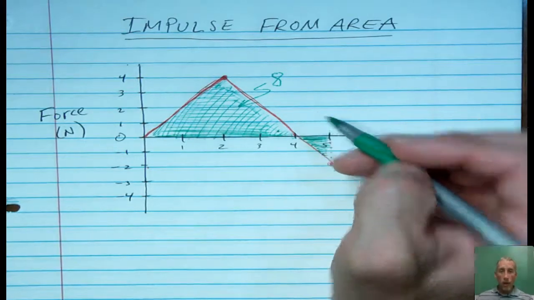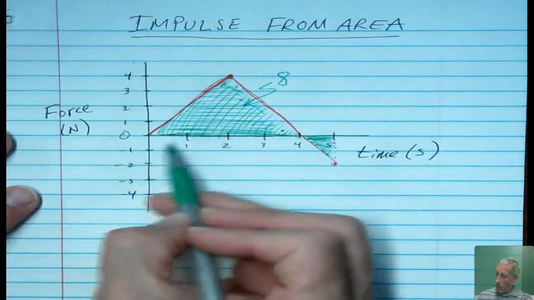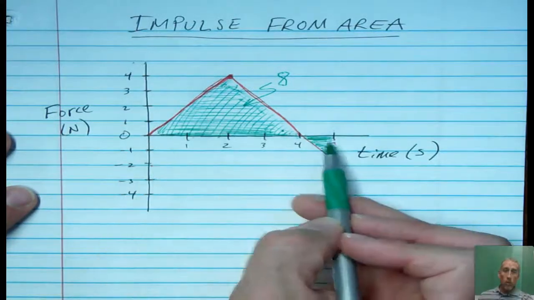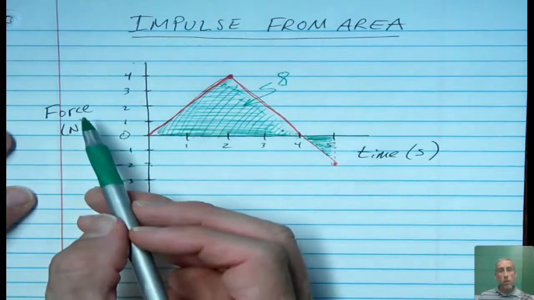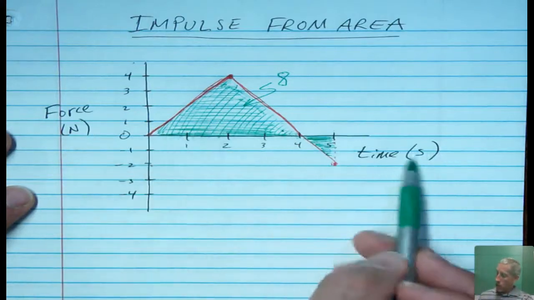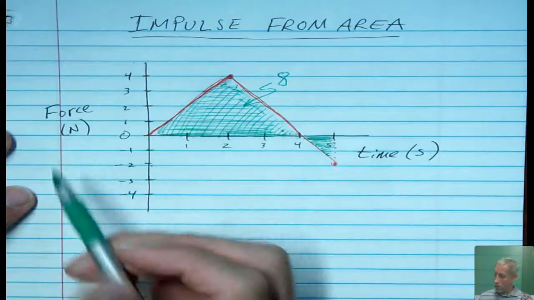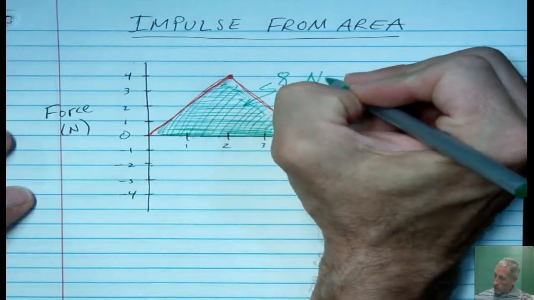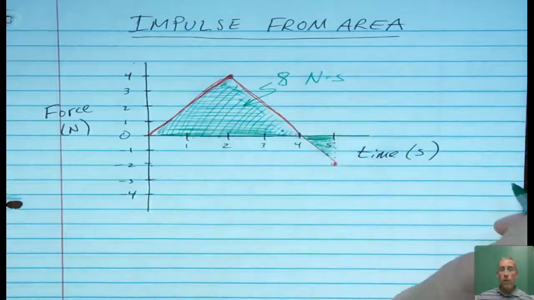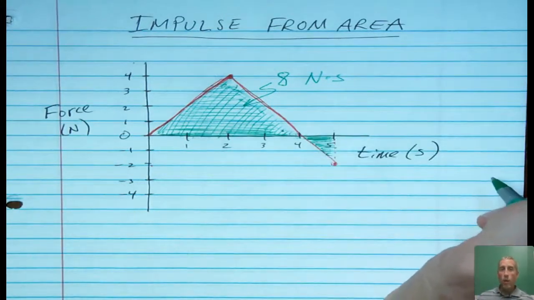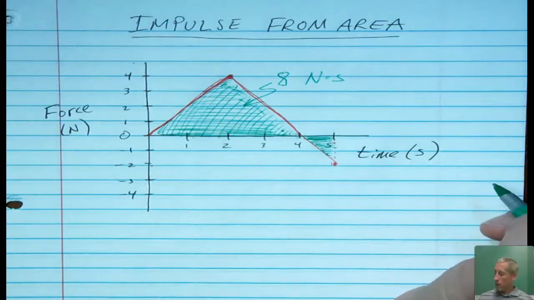When you're finding an area, you're multiplying a base times a height. So not only do you do that with the numbers, you do that with the units as well. The base units are seconds, the height units are in newtons. So we call this a newton second. And I want those in there because it reminds you of what that quantity means. It's an impulse, just like any force multiplied by a time.